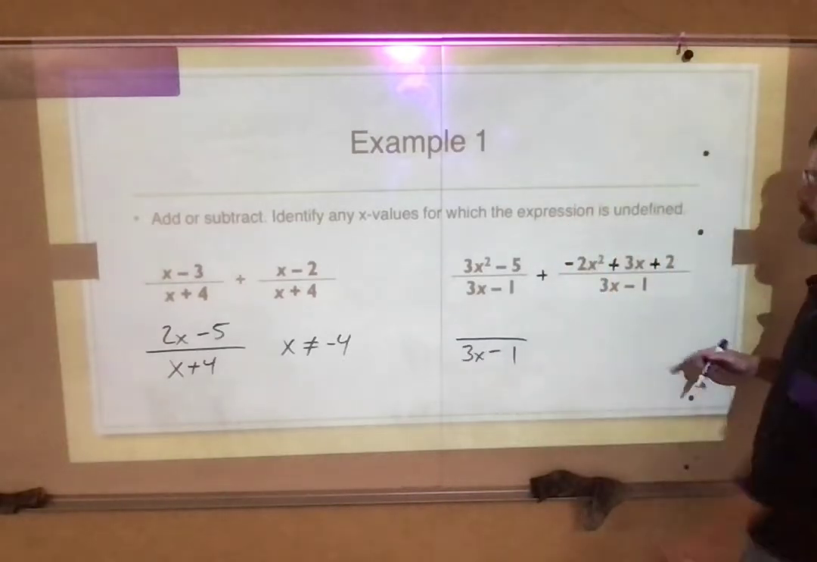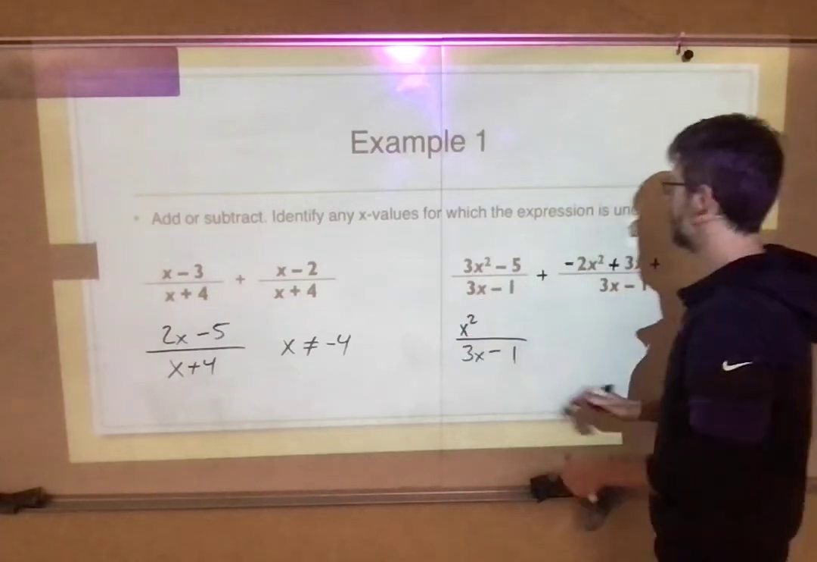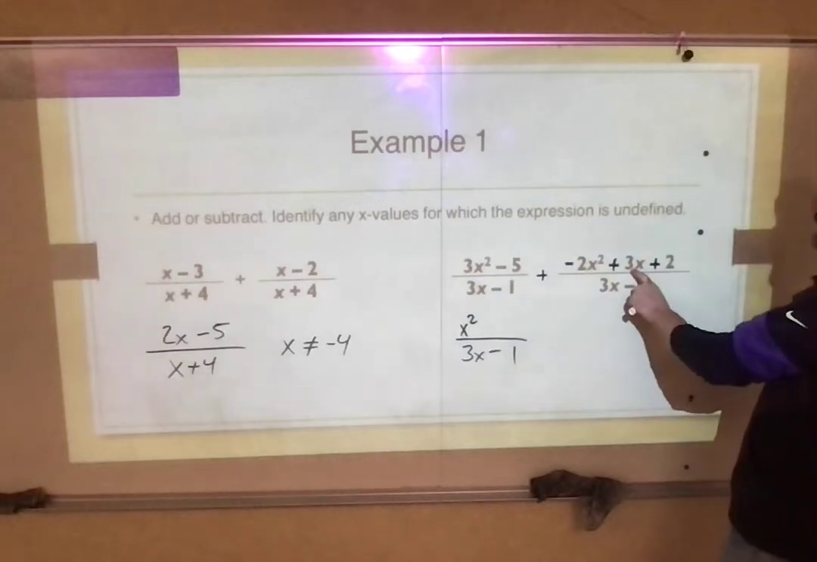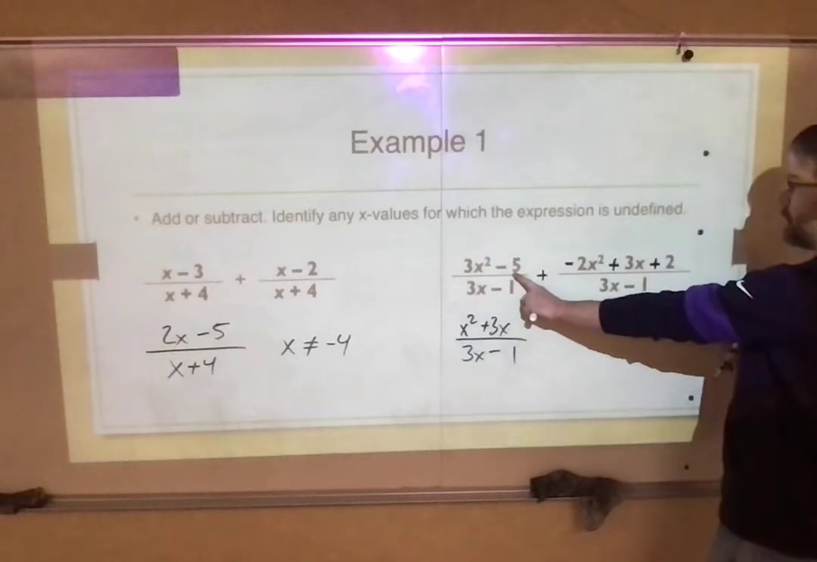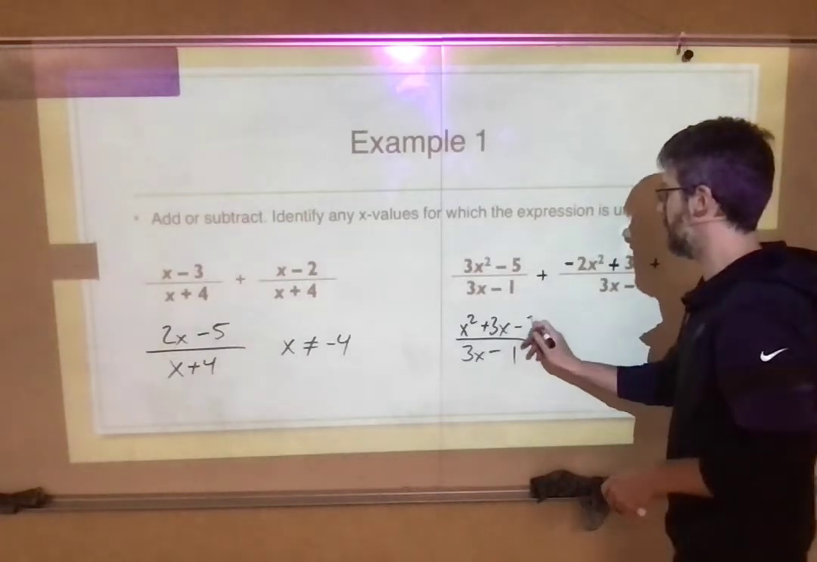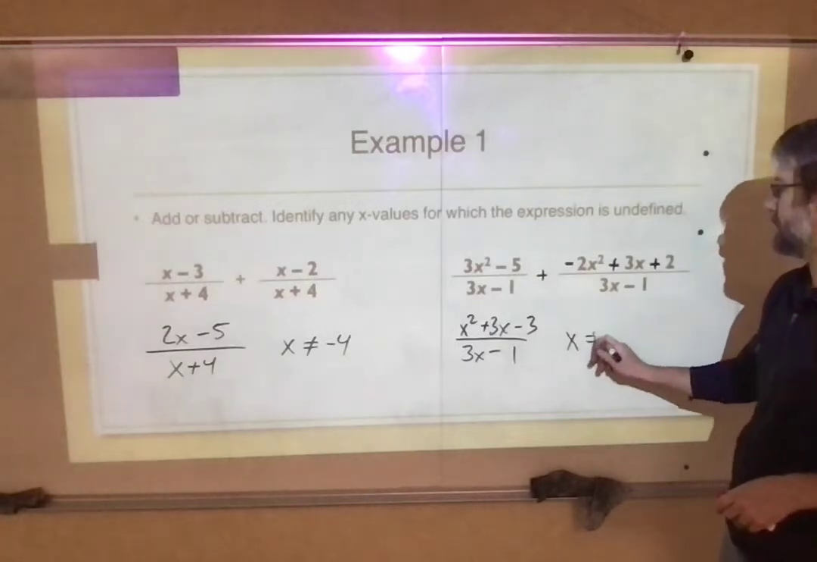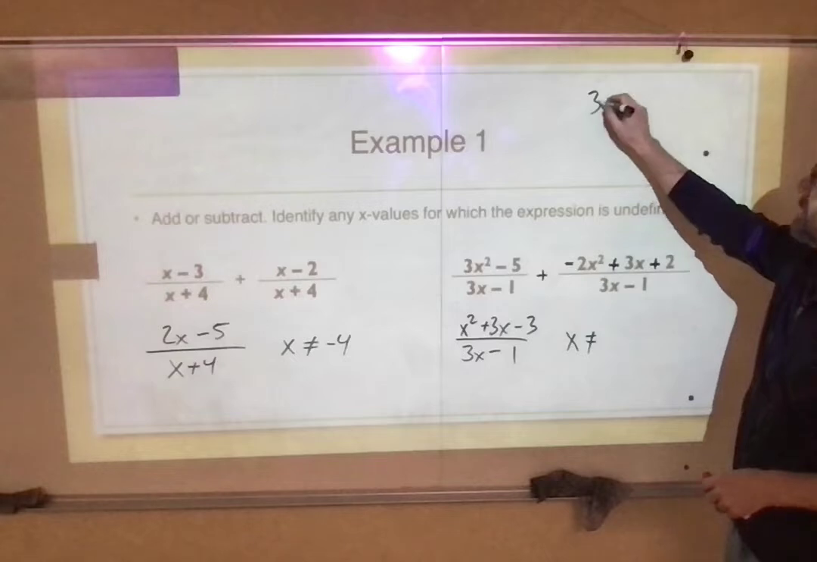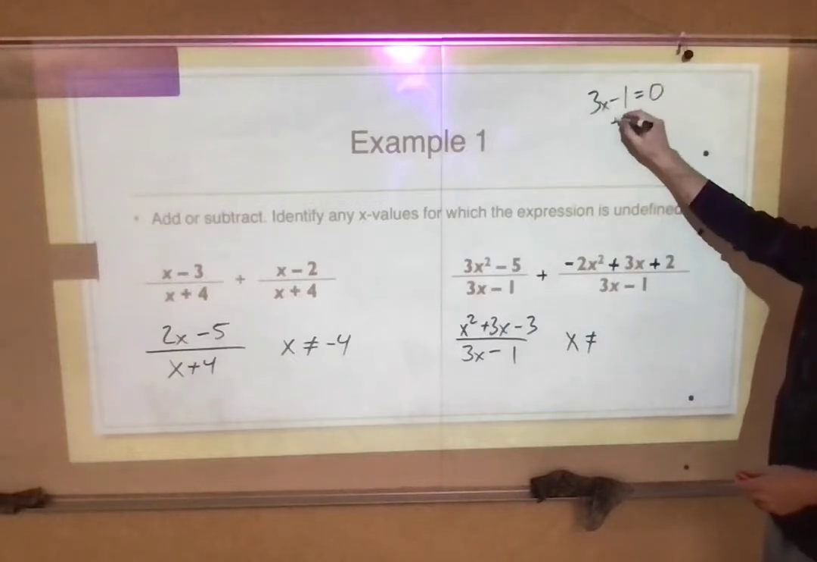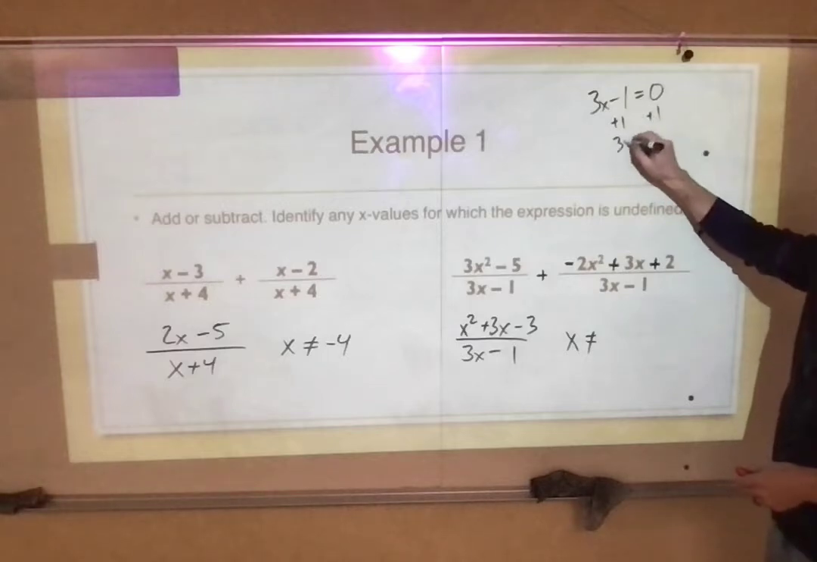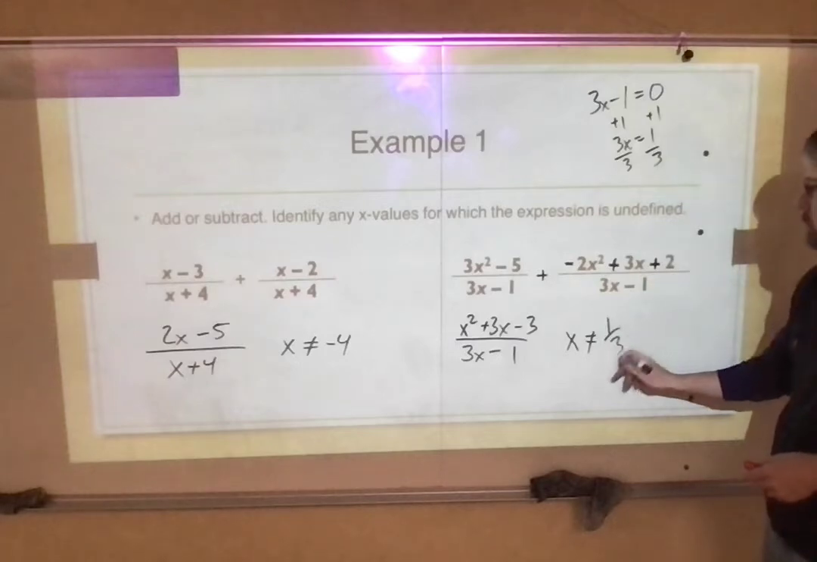And now I just have to combine my like terms. 3x squared minus 2x squared is 1x squared. I only have this plus 3x on top, so nothing to combine with it. And then I've got a -5 and a plus 2. That makes a -3. What is our domain restriction? What can't x equal? Well, it's a 3x minus 1. I can't just change the sign. Maybe I figured out some shortcuts, but if not, set it equal to 0 and solve for x. X can't equal 1/3.